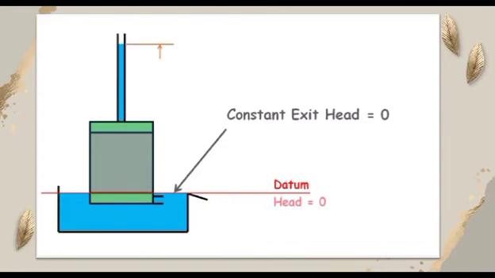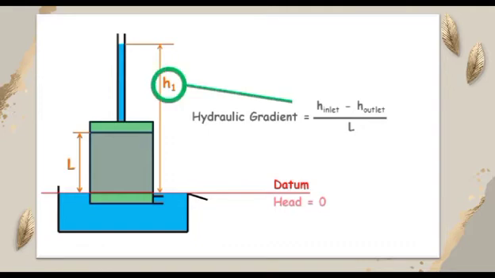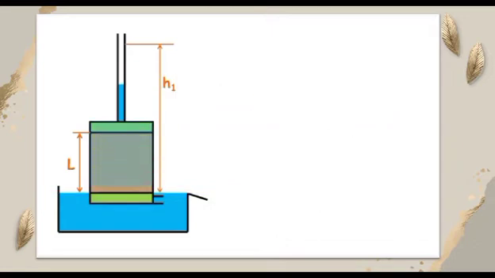And the initial inlet head of the water in the standpipe from datum is, say, H1. The hydraulic gradient, which is the difference of the inlet and outlet head divided by the length of the soil specimen in which the flow takes place, will only depend on the height of the water column in the standpipe, as the outlet head is 0. When we open the outlet knob, water comes out and overflows the container.